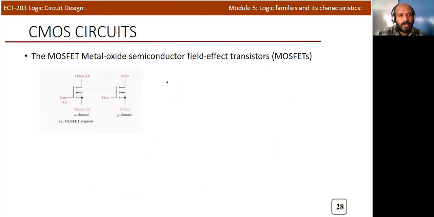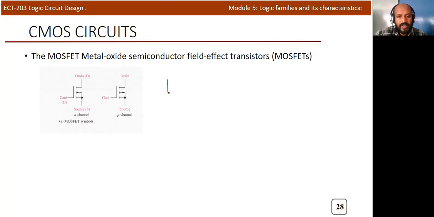So when we discuss CMOS circuits, we need to know the basic symbol used for MOSFET. Different textbooks use different symbols or slightly modified versions of the symbols. So first we will discuss the different symbols that are used to represent NMOS and PMOS transistors.